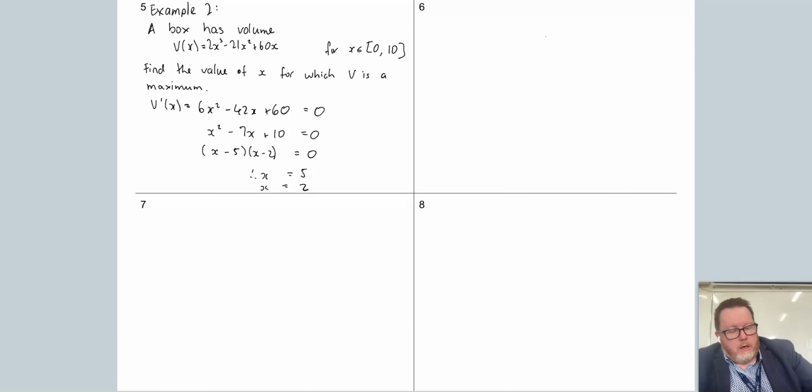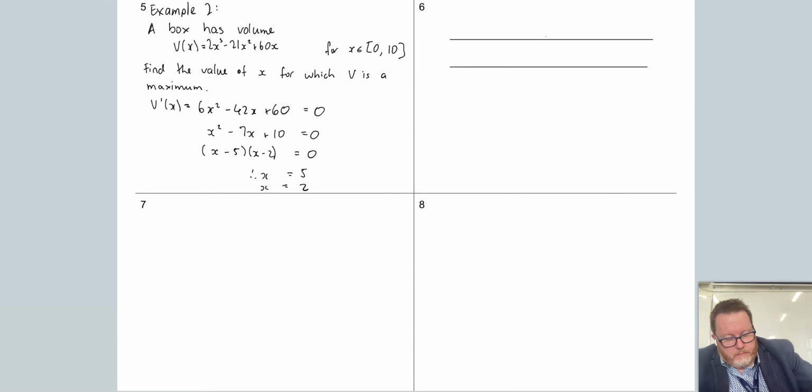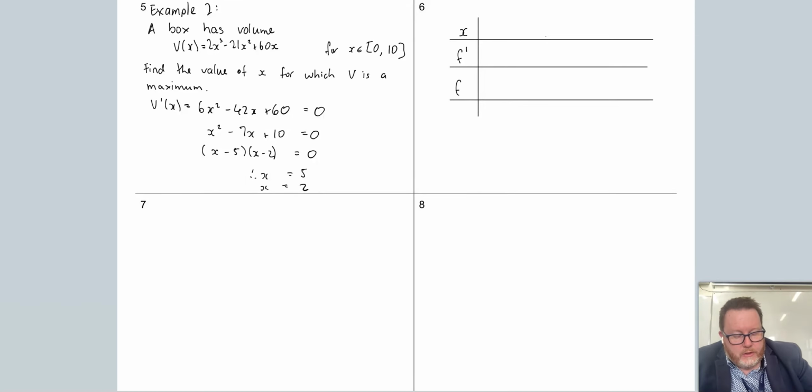Let's find out. I'm going to use my table again, like I showed you before, but my table is going to have more values in it. So I do my three rows, like so. And this is going to be x. This is going to be my gradient, and this is going to be my function.